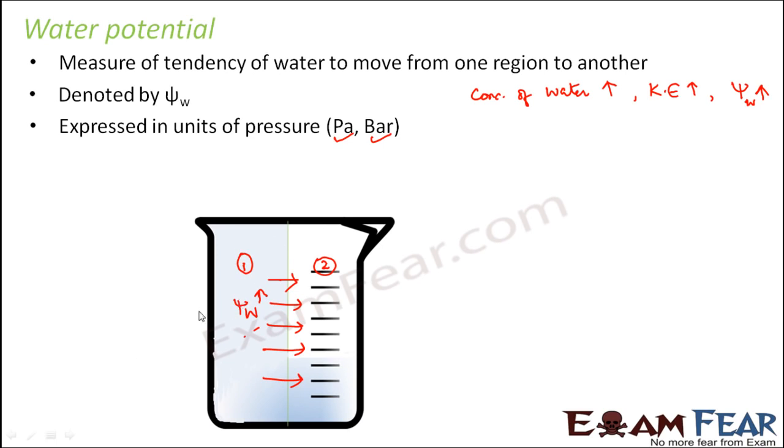Now it is considered that pure water has a very high potential. The potential of pure water is considered to be 0, just to keep it as the reference, so that when you add something into it and try to make it impure, the potential will also change accordingly. Now we will talk about the factors on which this water potential depends.